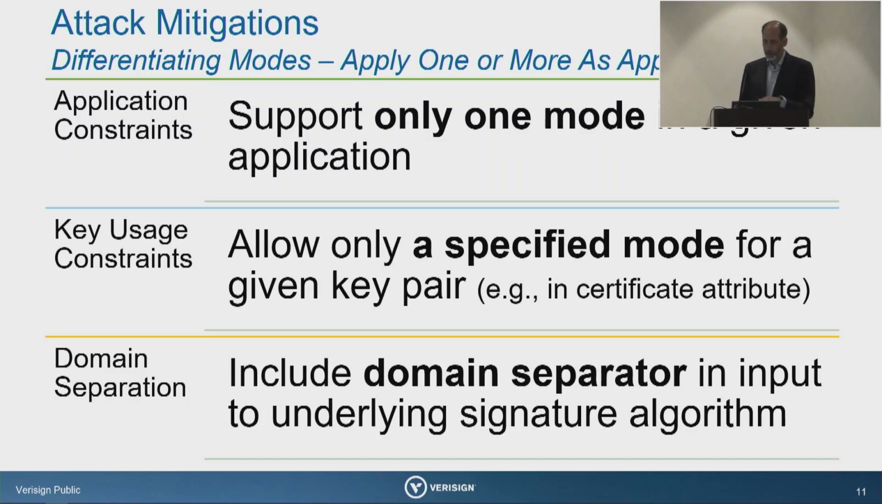A third way, and the way that NIST arrived at in the final versions of FIPS 204 and FIPS 205, is domain separation. So you put something into the cryptographic input itself that distinguishes one type from another. So all of these 3 have their place.